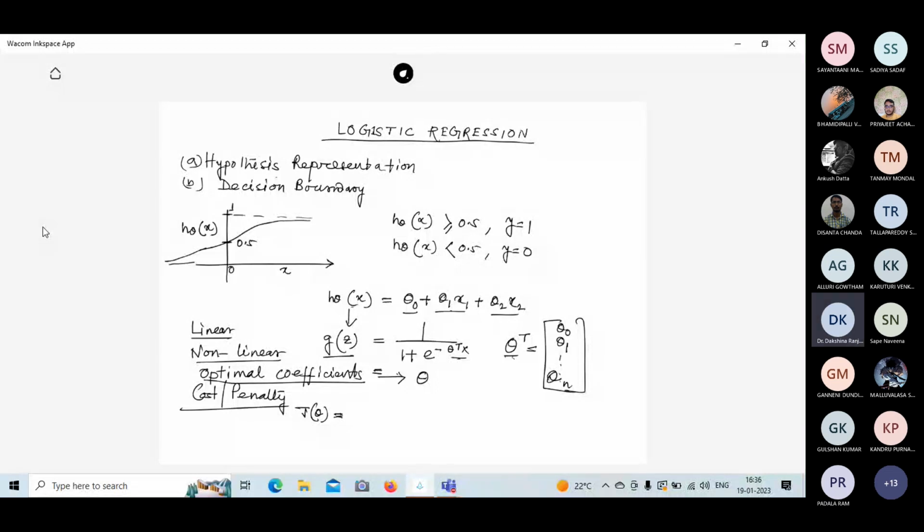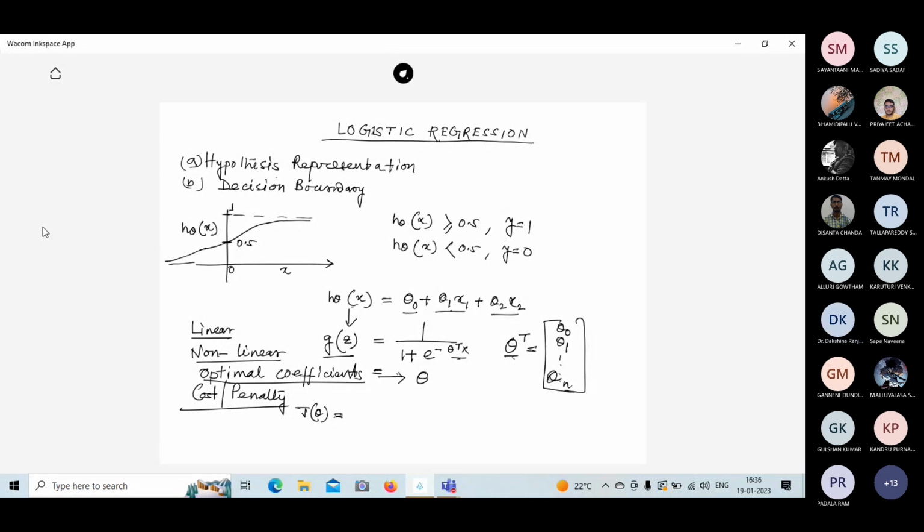First of all, we have to make the hypothesis representation, then we have to define the decision boundary, and finally we have to get the cost function or penalty function. And when we get the cost function or penalty function, we will minimize it using some optimization technique. And then we will be able to determine the optimal coefficients or optimal parameters. Okay.